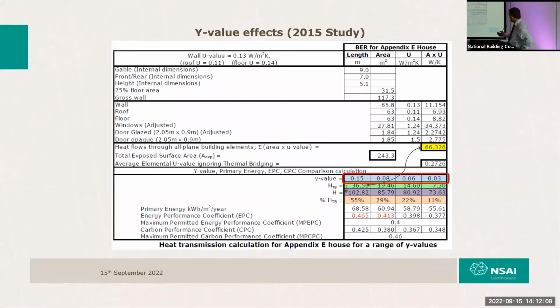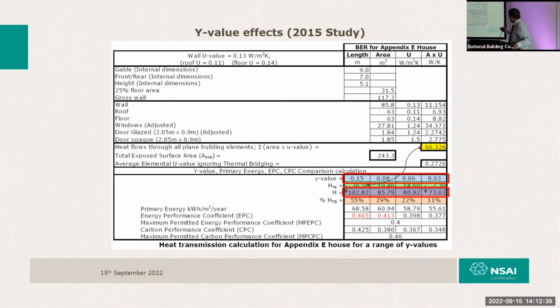So as an exercise, we looked at Y values for a range of values. So we have the spoken about 0.15 Y value, and we've given a 0.08, 0.06, and 0.03 to quantify the uplift in loss of heat. So with the 0.15, there was 36 watt kelvins extra associated with heat loss due to thermal bridging. Whereas at the 0.03, there was only 7.